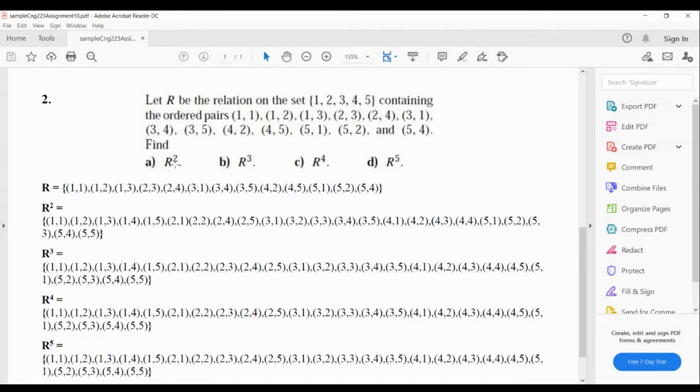Whenever you see a power on relations, it means that we are talking about the composition, not the Cartesian product. We should be careful. R power 2 is not R multiply R. This is R composite R. Okay? We should be careful about it, and we discussed it in detail in our lecture.